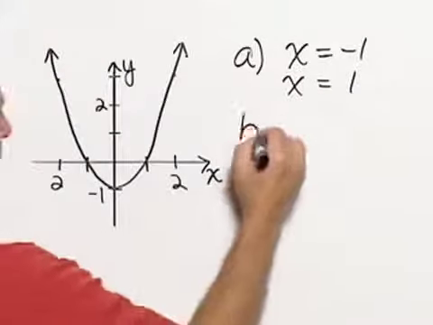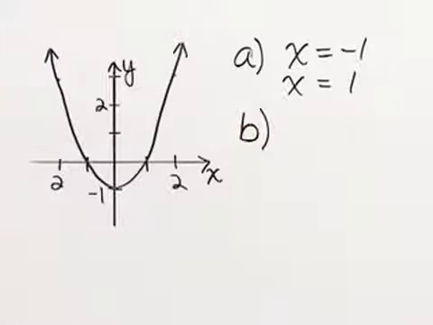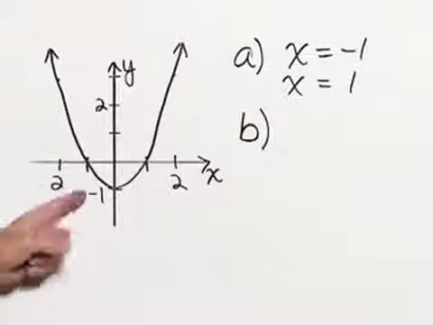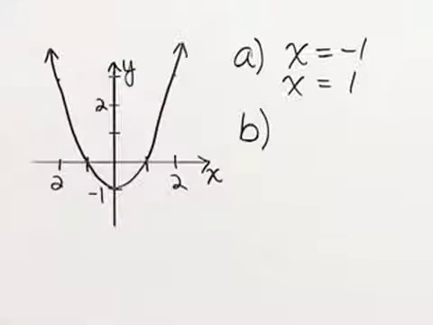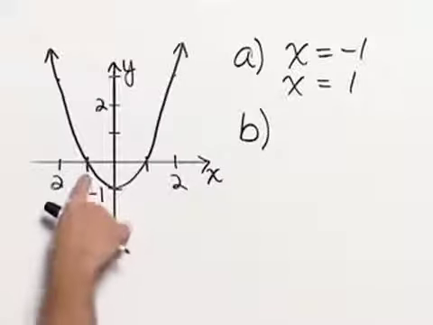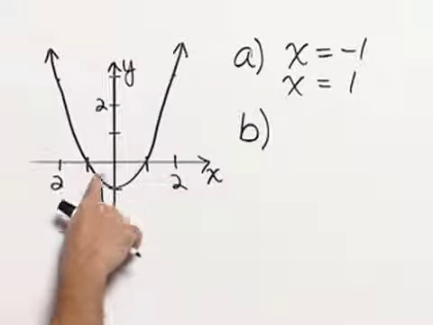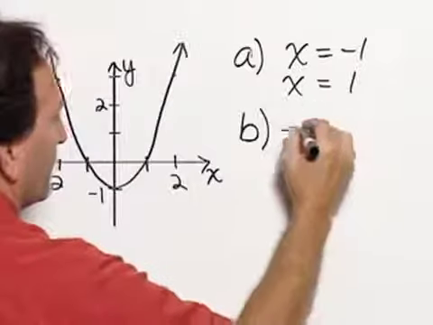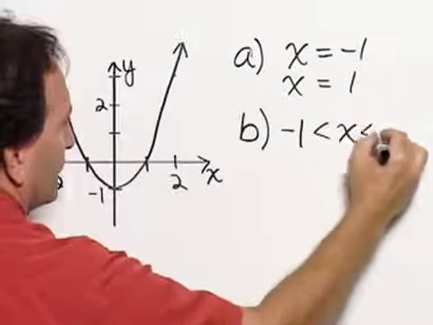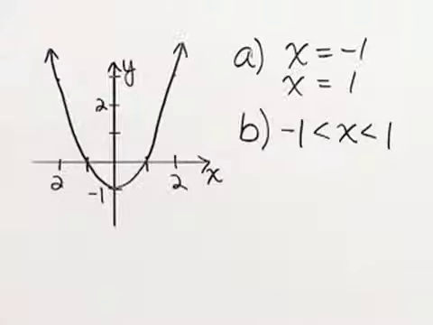Now the second part, B, was to solve when the equation is less than 0. Less than 0 means that the graph lies below the x-axis. And as we can see, it's below the x-axis from -1 to +1, not including those endpoints. So we would write it as -1 is less than x, which is less than +1.